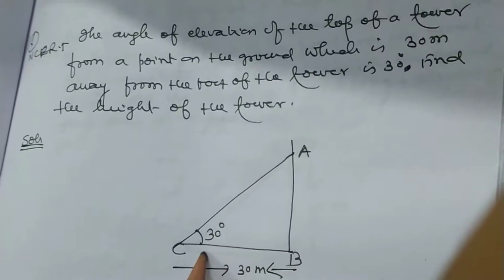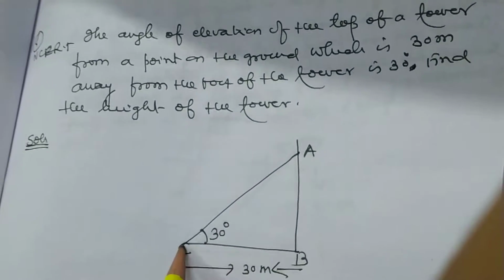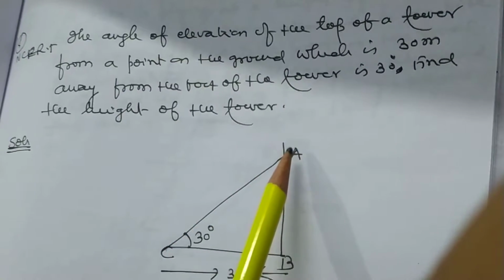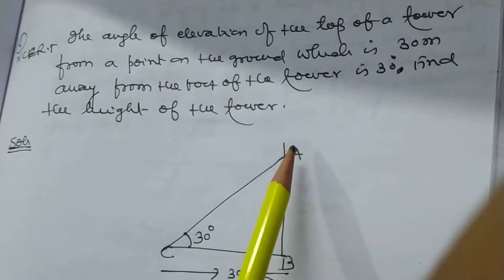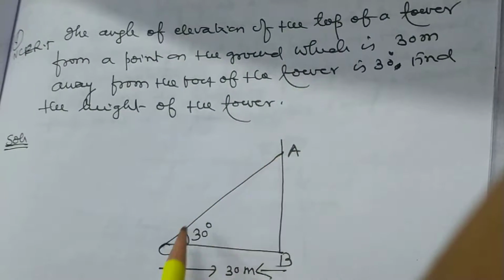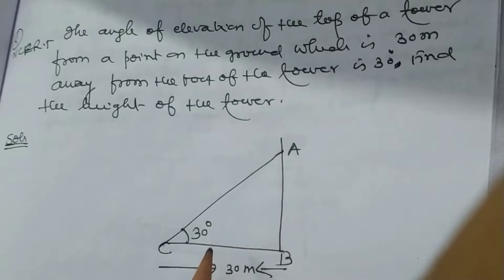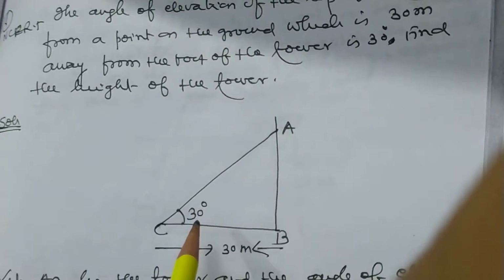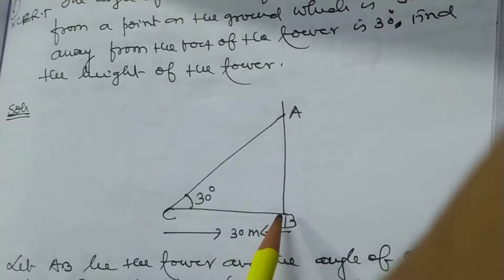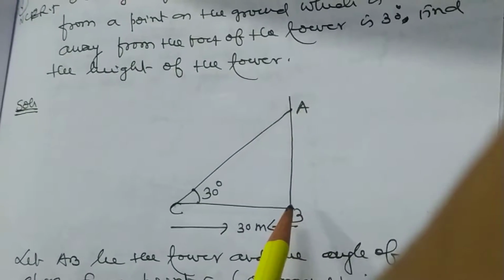So what do you observe? We observe that the observer is here and the object is up, and the observer is down. So this angle BC is the angle of elevation. This is 30 degree. Now you have to find the height of the tower.